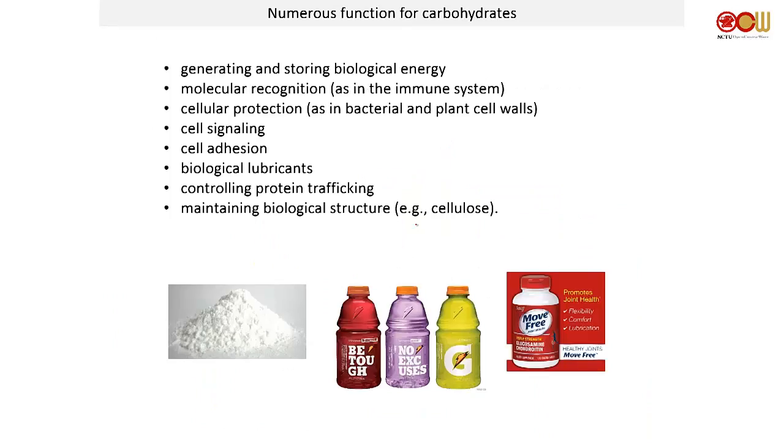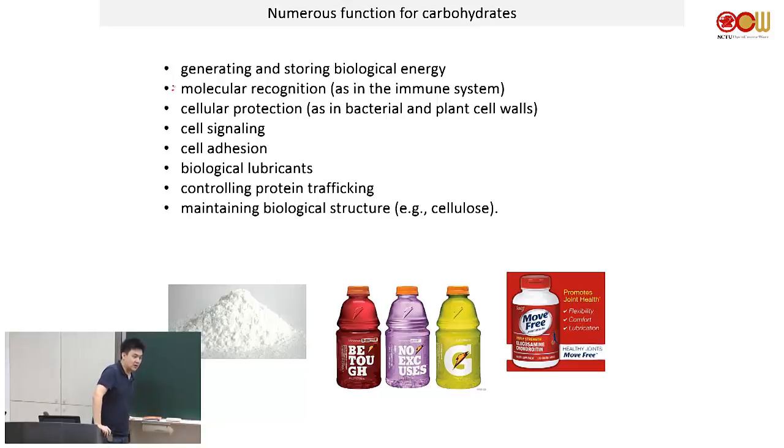So there are many other functions related to carbohydrates. For example, molecular recognition. You guys are familiar with blood types. You know how you have A blood, B blood, O blood, AB blood. So that's all that's referring to is different sugar antigens that are on your red blood cells. That's it.